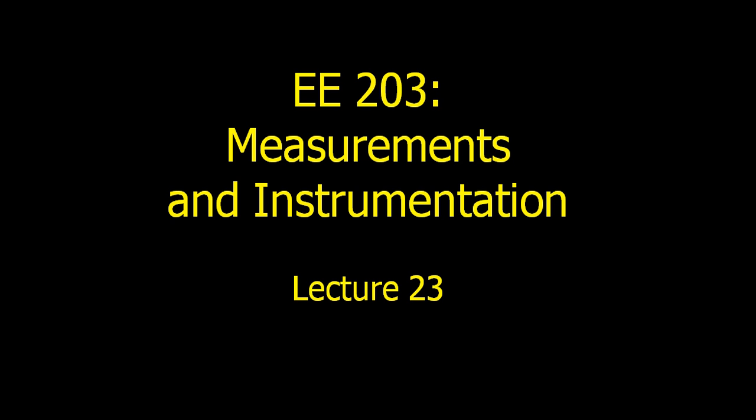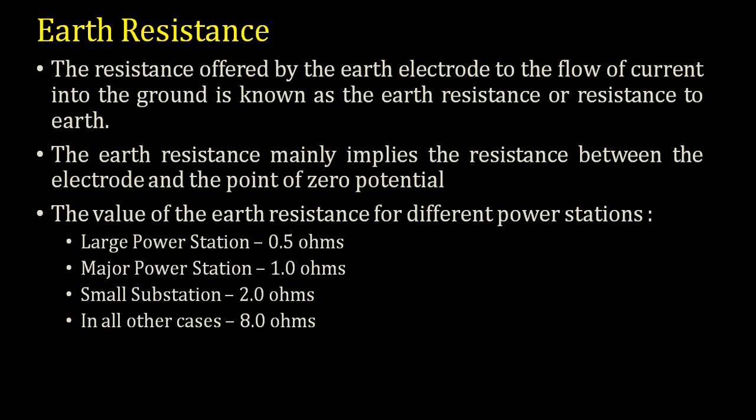Hello dear students, today we will be discussing earth resistance measurement. Earth resistance is defined as the resistance offered by the earth electrode to the flow of current into the ground, and resistance here simply implies the resistance between the electrode and the point of zero potential.